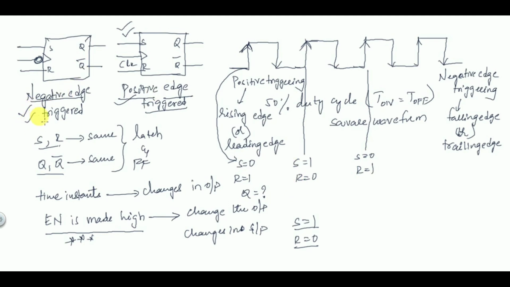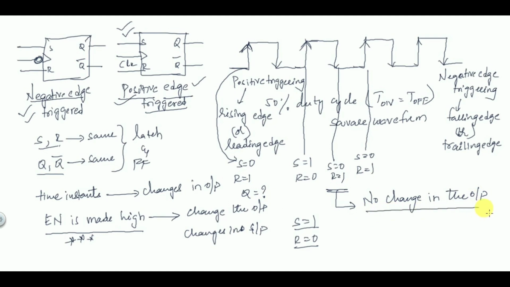Similarly for negative edge triggering also. Even in between, if you change S is equal to 0 and R is equal to 1, within the time period of the clock pulse, there will be no change in the output. Even at the negative edge, suppose you have given S is equal to 0 and R is equal to 1, for a positive edge triggered flip-flop there will be no change in the output. So the output will be in the same state as for the previous input, and whatever output you got at that input, the same output exists until the next positive clock pulse.